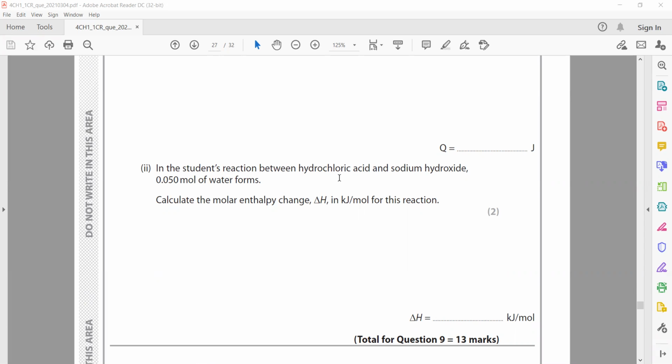In the reaction between hydrochloric acid and sodium hydroxide, 0.05 moles of water formed. State the enthalpy change per mole. Enthalpy change is energy divided by moles. So the energy we already calculated is 2800 joules, and the moles are 0.05. If we have to convert into kilojoules, we divide by 1000, so it will be 2.8 kilojoules, divided by 0.05 mole, so we get our final answer in kilojoules per mole. As the temperature increases, the reaction is exothermic, so we should represent it with a negative sign.